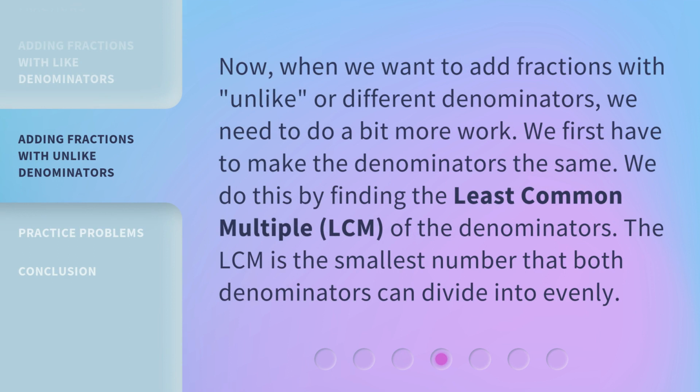Now, when we want to add fractions with unlike or different denominators, we need to do a bit more work. We first have to make the denominators the same. We do this by finding the least common multiple, LCM, of the denominators. The LCM is the smallest number that both denominators can divide into evenly.